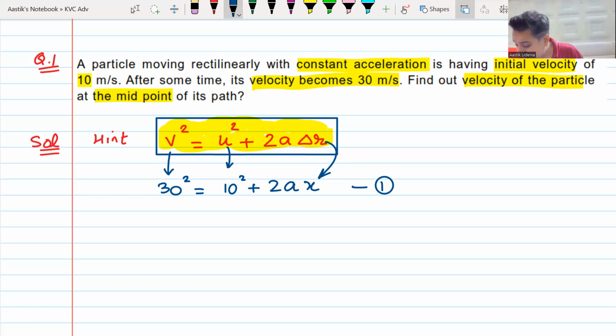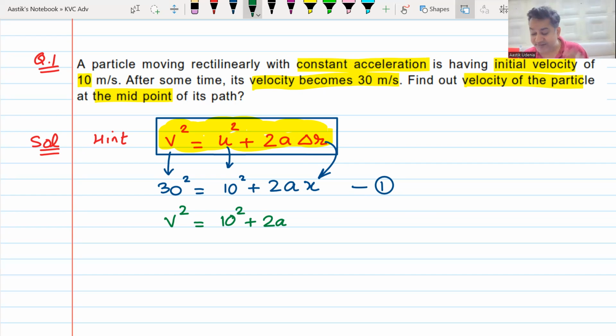This is the equation which I have formed from the data given in the question. Now I look ahead and see what I am supposed to find out. I am supposed to find out the velocity at the midpoint. Let me call that velocity V. So I make the second equation, the green equation. V square is equal to 10 square plus 2 times A. It is a question of constant acceleration, so the acceleration is A only. Do we understand this? Yes or no?